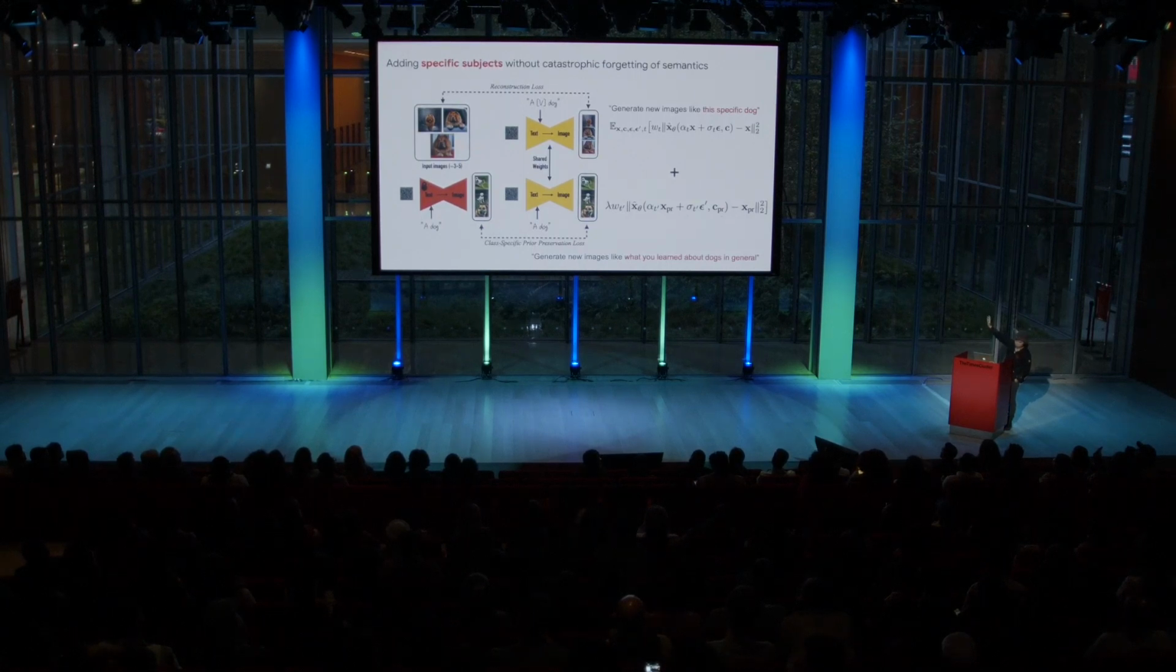The line on top, crazy mathematics, all it says is that, hey, please generate new images like this specific instance. And the crazy math on the bottom, all that's saying is that, hey, please generate new images like what you already learned about dogs in general. So I want you to learn about me, but I also don't want you to forget. Once again, loss function, very important for machine learning. A lot of ingenuity comes from this part.